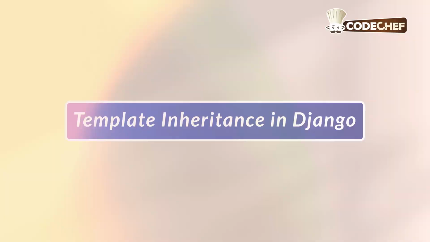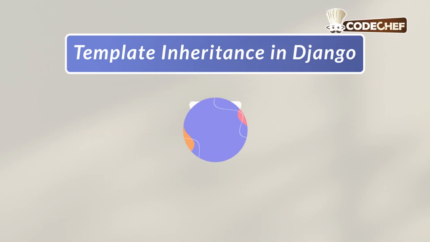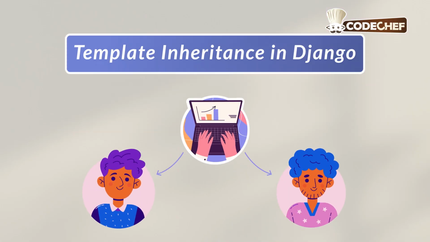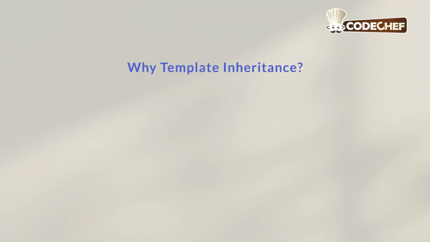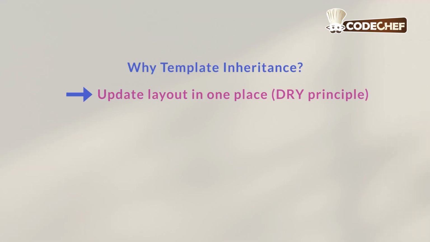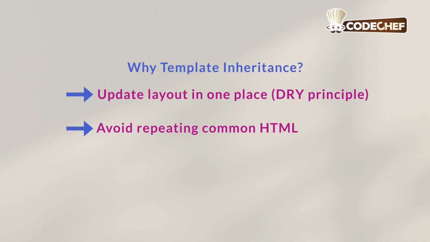So let's get started. Template inheritance lets us define a common layout once and reuse it across pages. Now, why template inheritance? DRY stands for don't repeat yourself. Instead of copying HTML headers, navigations, and footers to every file, we write them once in a base template. This will help us avoid repeating common HTML and maintain consistency.